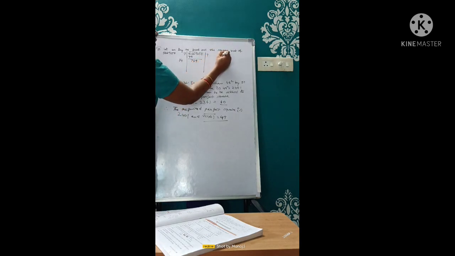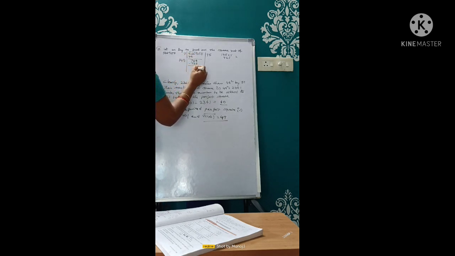Either check out 145 into 5. 5 5s are 25. 2, 5 4s are 20 plus 2, 22. 5 1s are 5 plus 2, 7. So here keep it 5. So 725. So subtract.